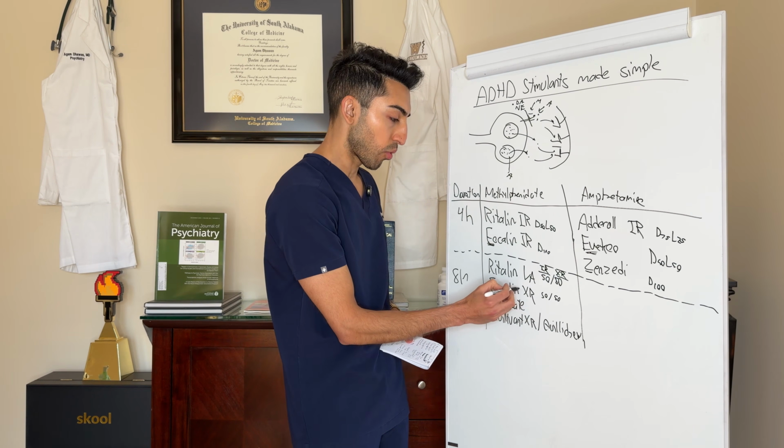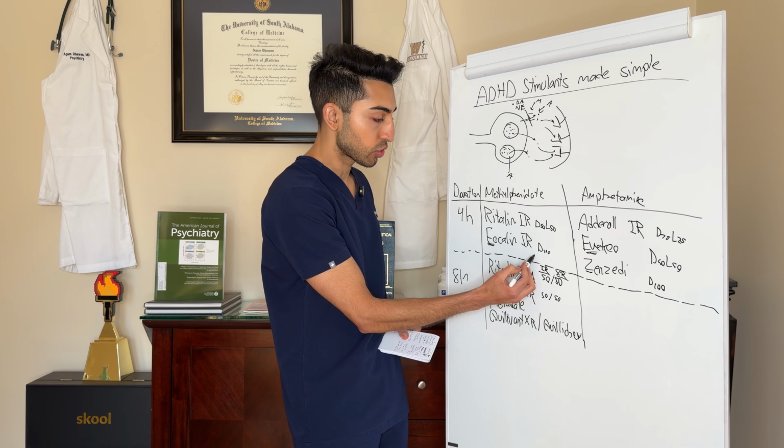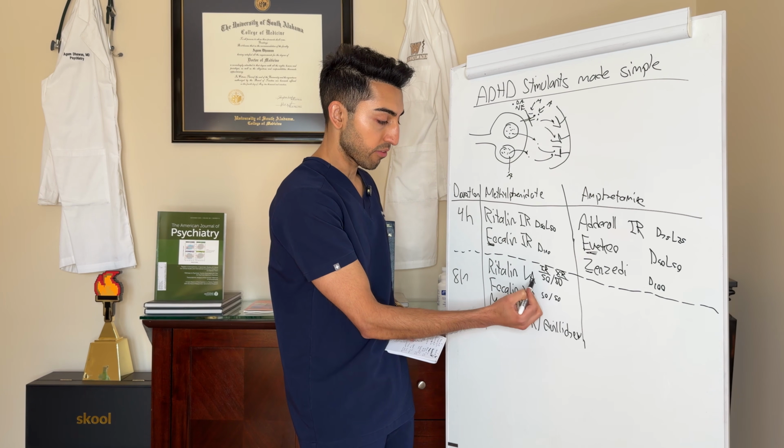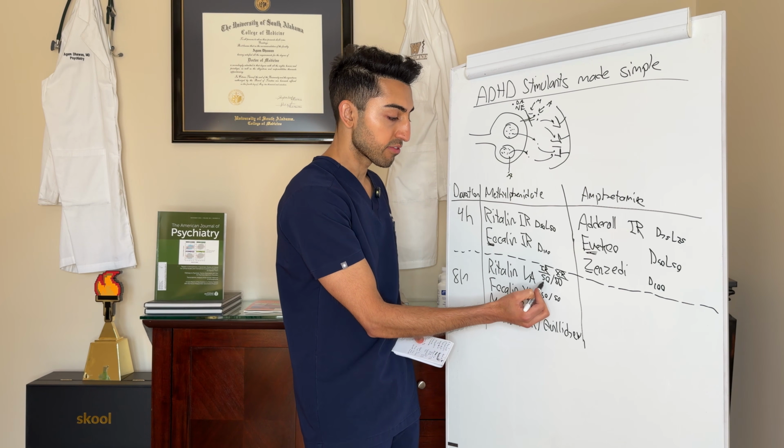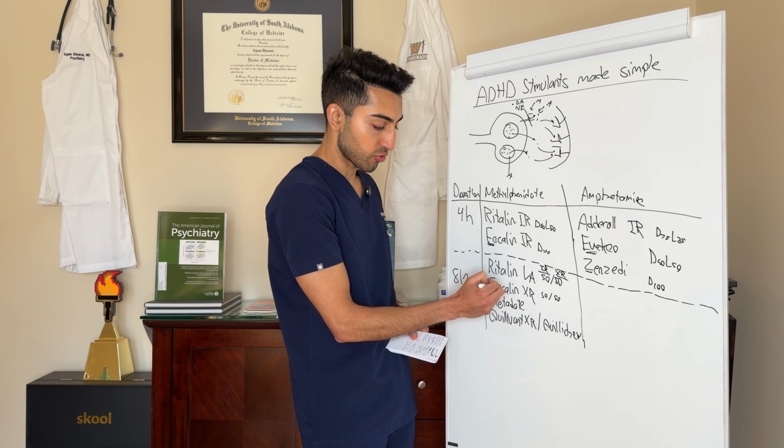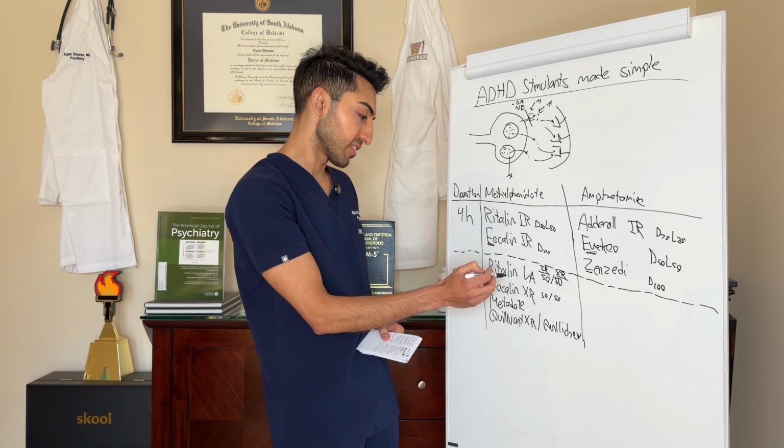Remember, the Focalin is just the more concentrated version. It's just the D, the dextro version. It's still got the same methylphenidate mixture to it in terms of IR and XR, just that it's more concentrated. That's why its dosing tends to be half of Ritalin's.